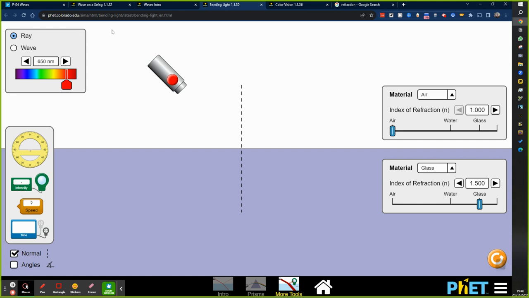Well, this simulation calls it bending light, but the examiners really don't like you to say the light is bending, and the reason for that, I guess, is because light isn't a solid thing. It's not like a stick that you're bending. Light is a wave. You can't bend a wave. So rather than saying bending, we say it changes direction. Okay, so it doesn't bend; it changes direction.